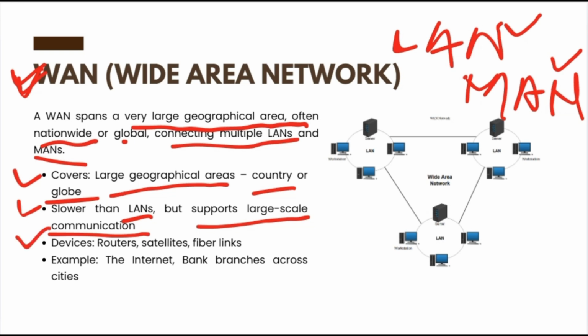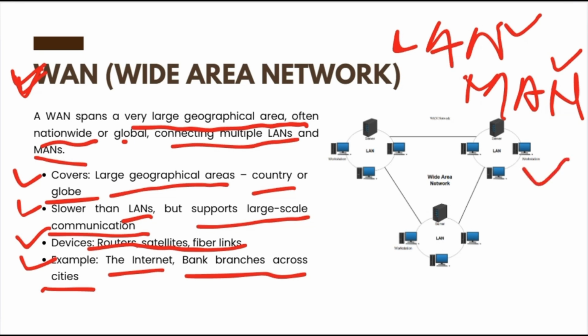Devices used in WAN: routers, satellites and fiber links. So routers and satellites are used in the wide area network. Its examples are the internet and bank branches across cities. So the internet is an example of a wide area network, and so are bank branches in cities. All the bank branches and big organizations that are available in many cities, to connect all of those, a wide area network is used.